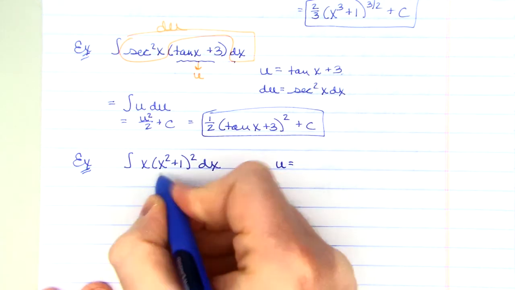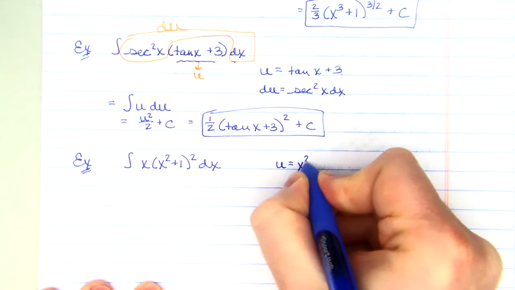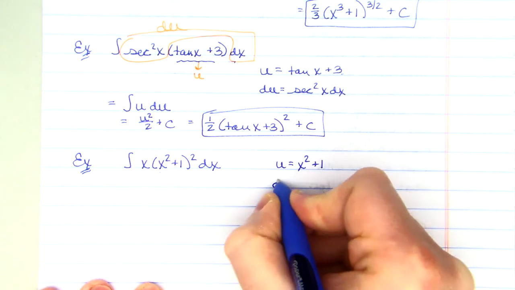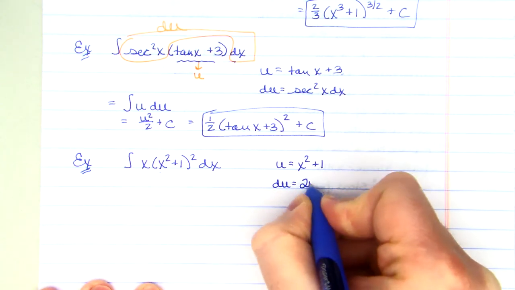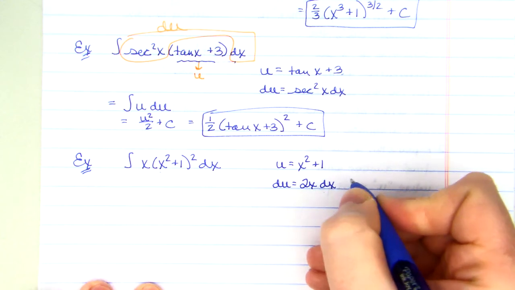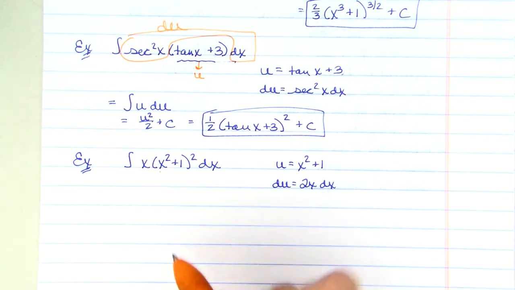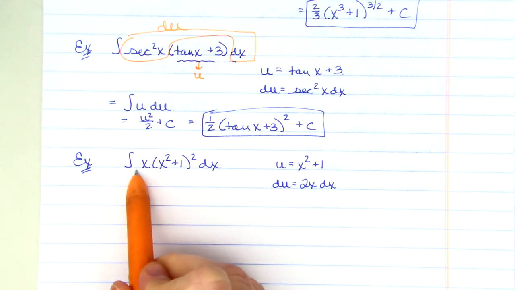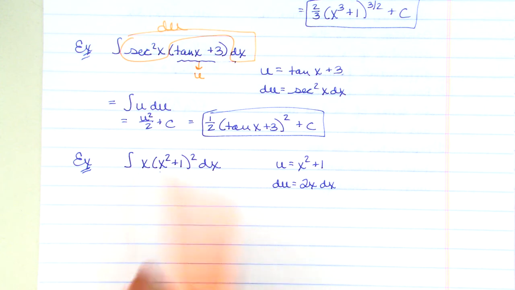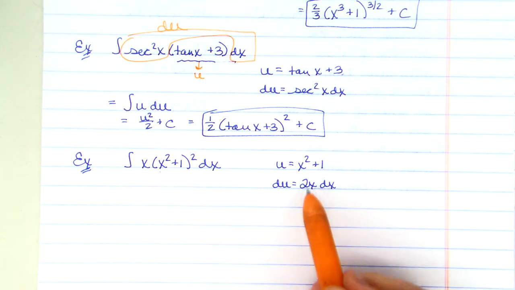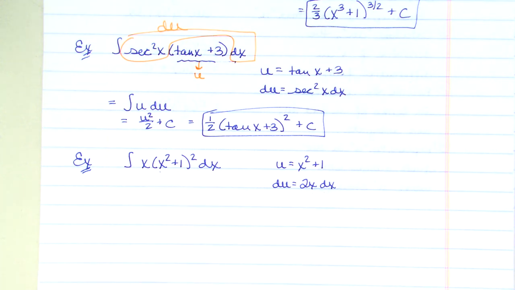I think my u is this inside piece over here. I'm going to make u x squared plus 1. Its derivative is 2x dx. Oh, wait a minute. I want 2x, I only have an x. Sometimes this is going to happen when your du is actually correct in terms of the variables, but the constant is a little bit off. I have a 1x, I want a 2x.